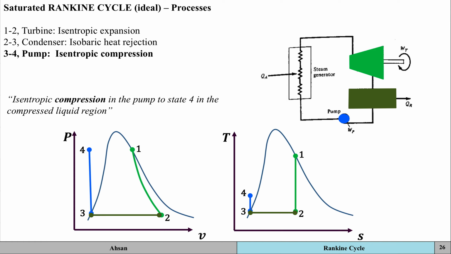Okay, and the pump is doing this process in a reversible manner. Okay, it's an ideal process that we're looking at. So because it's isentropic, on the TS diagram it's going to be vertical as well. Okay.